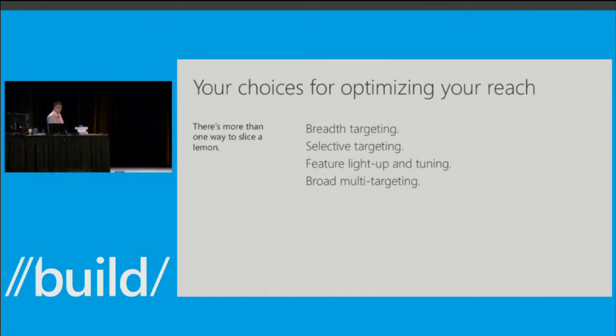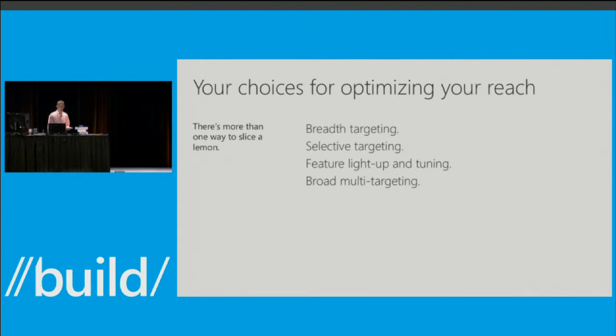So, ways you can do this, in fairly arbitrary divisions: breadth targeting, by that I mean target everything, every device. Selective targeting, you choose a subset of devices that you want to target, and there are various ways that you can choose that subset. Both of those are kind of static options.